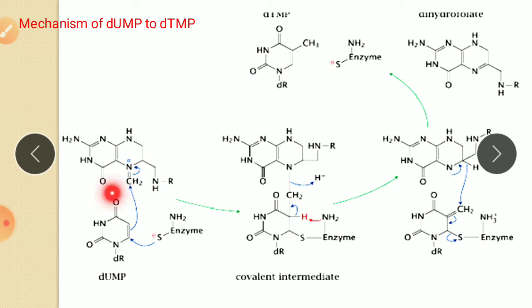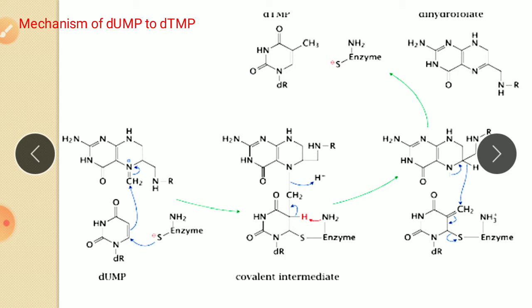So here dUMP is converted into dTMP, and only a methylation reaction occurs. The methyl group is supplied by the cofactor. If we see the reaction, this CH2 is transferred to dUMP, and hydrogen is also transferred to this molecule, so it forms dTMP. So in short, the cofactor, tetrahydrofolate, is the supplier of the CH3 group. So only a methylation reaction takes place.